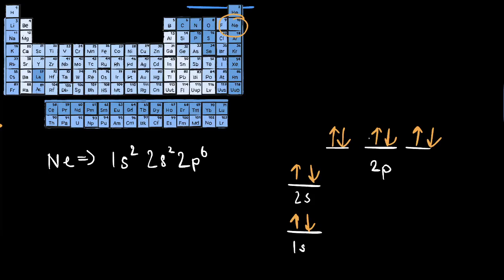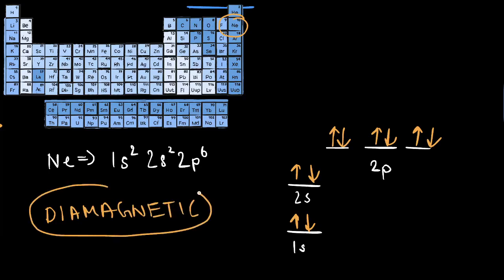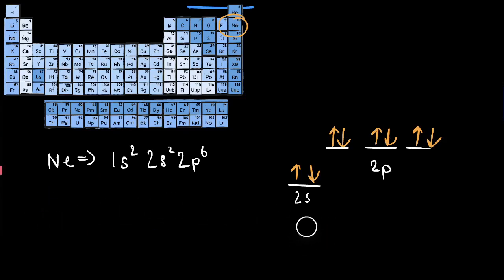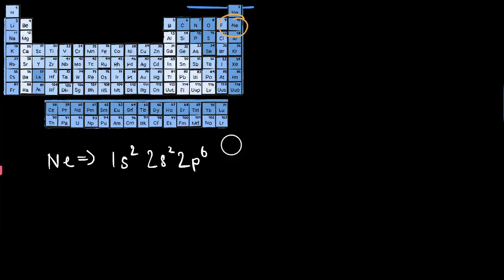And from this, we can see that all the electrons are paired, and since we have all electrons being paired, this is going to be diamagnetic. There is our answer. So yeah, pretty straightforward. It's a quick trick, quick method to figuring this out.